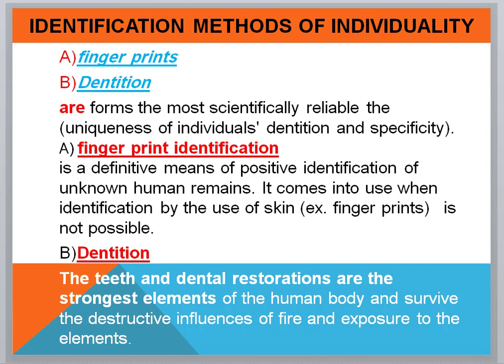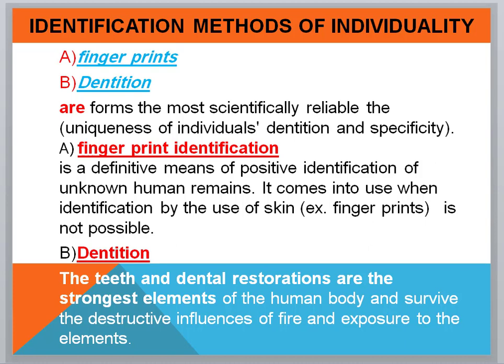Number one, fingerprint identification. What does it mean? It is a definitive means of positive identification of unknown human remains, and it comes into use when identification by the use of skin, for example fingerprint, is not possible. So fingerprint identification is very important in the case of human remains in order to assign the identity of the individual.